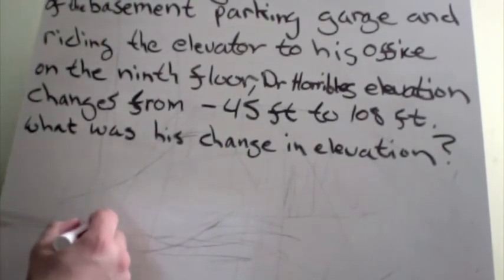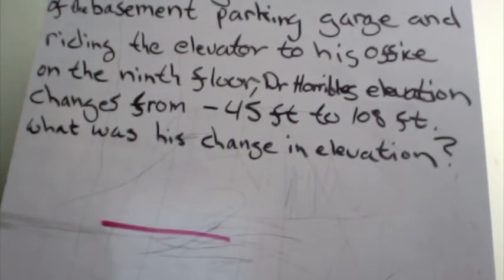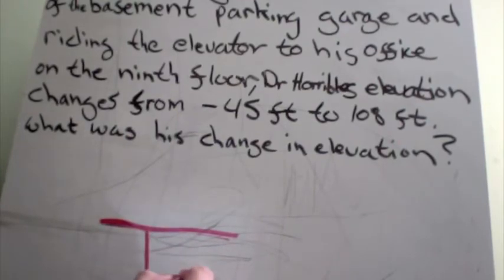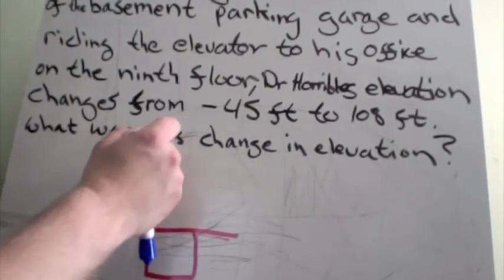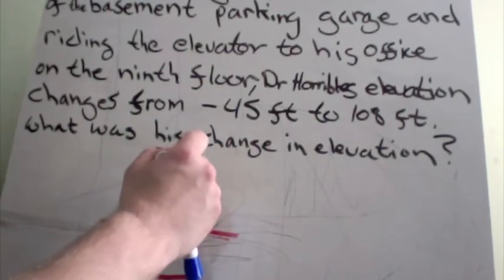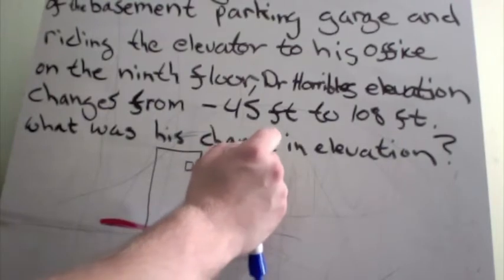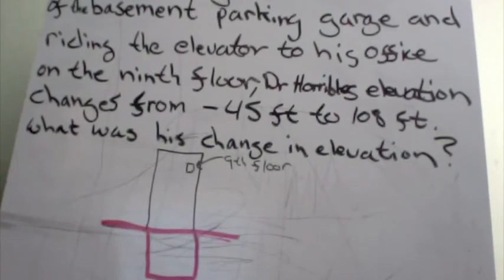Say, okay, we're at a ground floor. And it says that we're at the lowest level of the basement parking garage. So here's the ground. So parking garage basement is below ground. So we'll say it's down here. To his office on the 9th floor. So let's draw a building. And there's the office. And we'll call that the 9th floor.